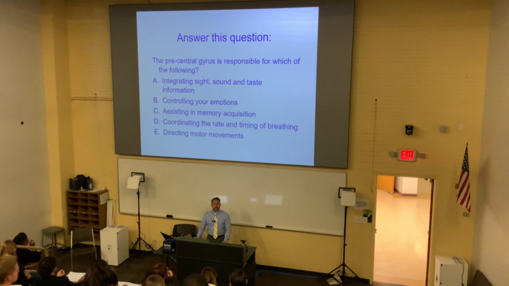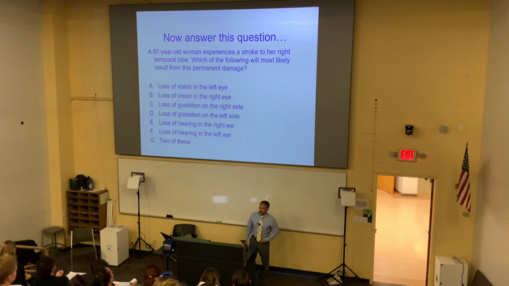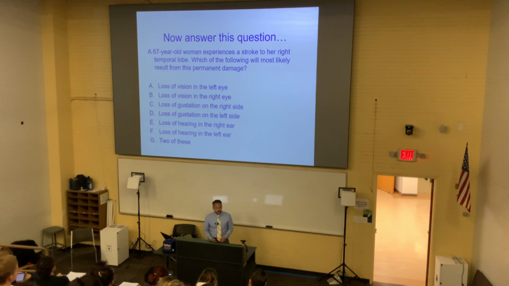E, directing motor movements, right? It's the motor cortex. It's on the frontal lobe. Very good. Okay. A 67-year-old woman experiences a stroke to her right temporal lobe. Which of the following will most likely result from this permanent damage?